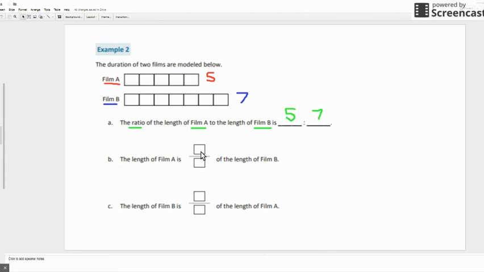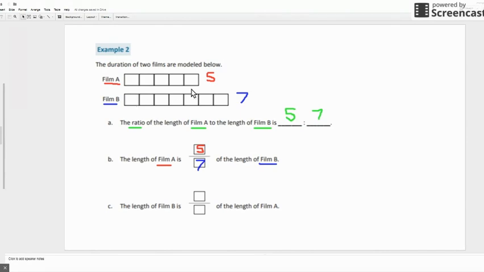So now we're going to take this ratio and write it into fractional form. The length of film A is blank over blank of the length of film B. Well, what fraction is film A of B? Film A comes first, so the length of film A would go on top. What film A is actually worth, or in this case, length, would go on top. Film B, what we're associating it to, would come on the bottom, or the denominator. So of course film B is 7, so we'd write the 7 in the denominator. So film A is 5/7 of the length of film B.